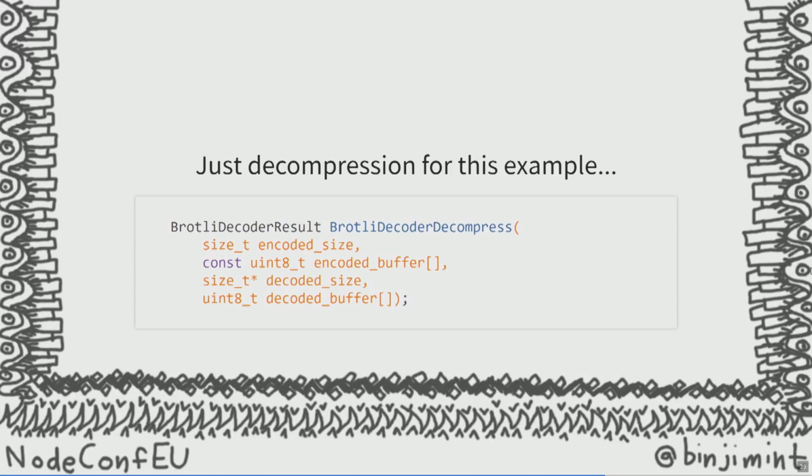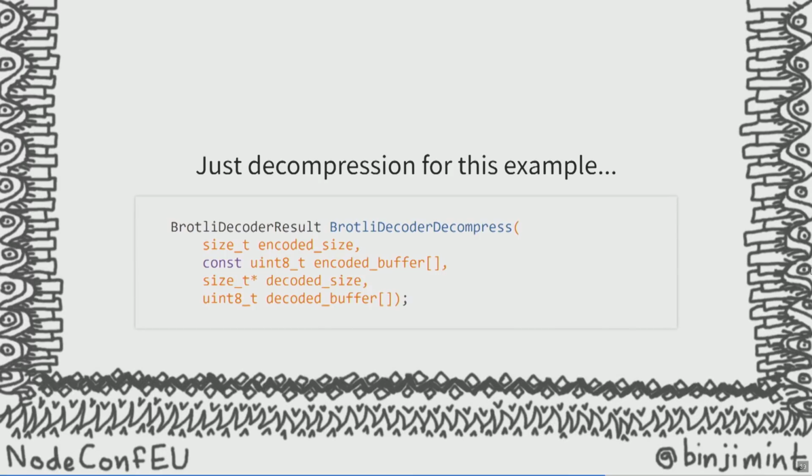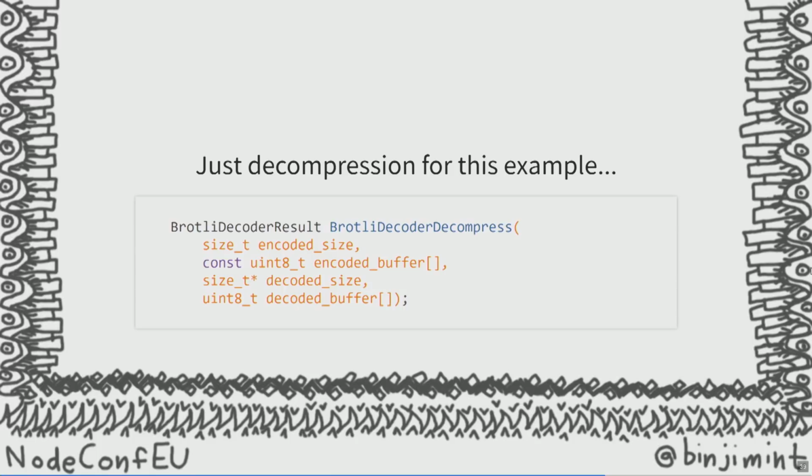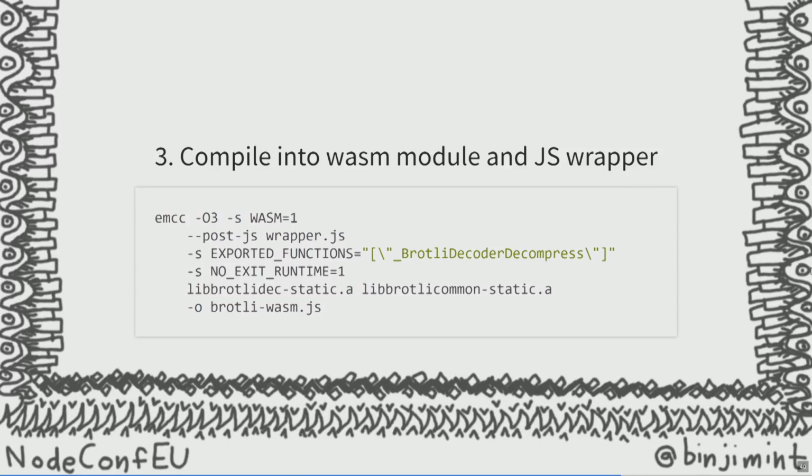So if you look at the API for Brotli, there's this C function here. And it's pretty simple and actually gives you exactly what you want. You basically give it a buffer of data that you want to compress and a size. And then you give it another buffer, which is where to write the data. And then it'll give back the size of that compressed data.